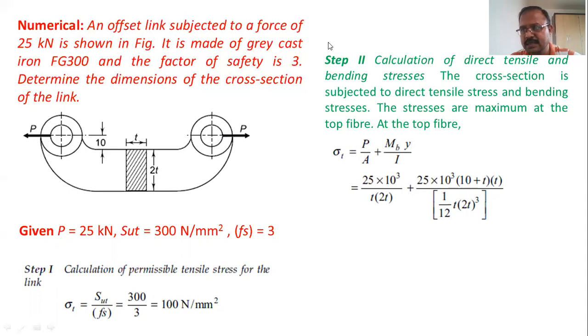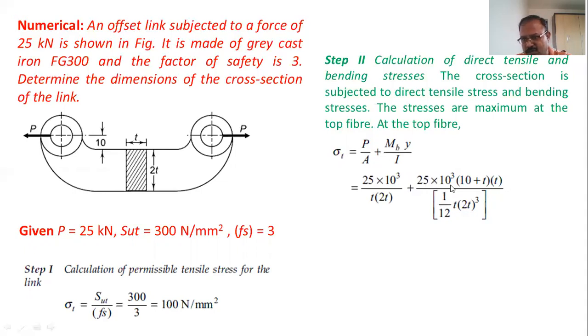Now bending stress here, we can see that the link is like this, and therefore if we pull the link, then the top fiber will be subjected to bending tensile, and the bottom fiber will be subjected to compressive. And if we are talking about maximum tensile stress, then we will be considering the top fiber, and therefore at the top fiber the nature of the bending stress is tensile, and therefore we will consider plus sign over here, putting all the values. M is P into E.